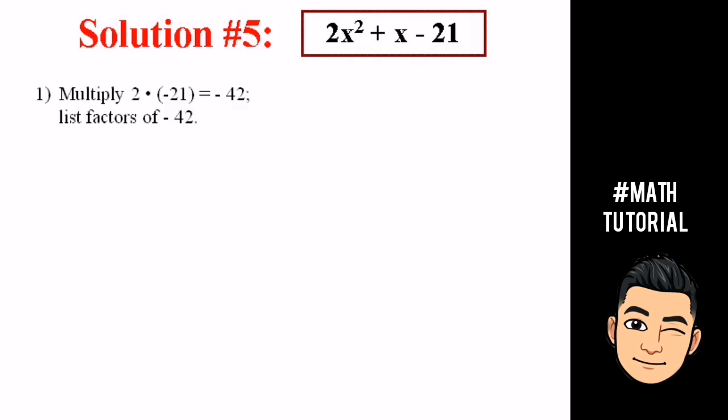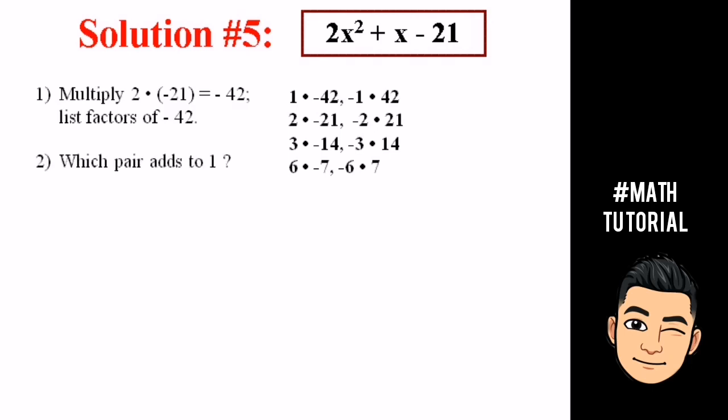Multiply 2 and negative 21, that is negative 42. And then we need to list factors of negative 42. 1 and negative 42 or negative 1 and 42, 2 and negative 21 or negative 2 and 21, 3 and negative 14 or negative 3 and 14, 6 and negative 7 or negative 6 and 7. Those are factors of negative 42. Which pair adds to 1 as our middle term?